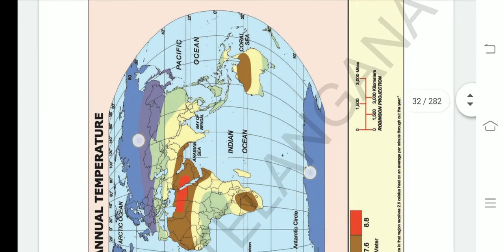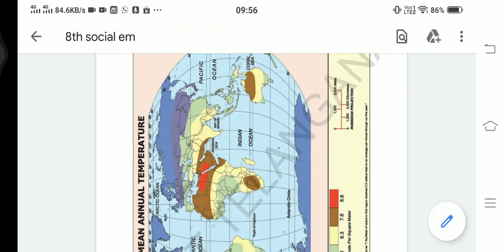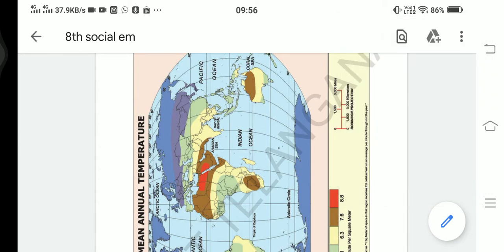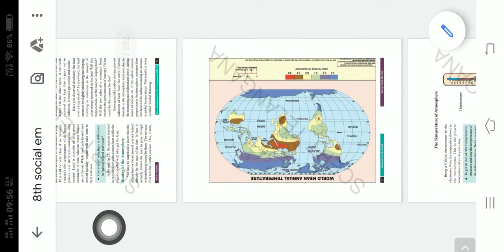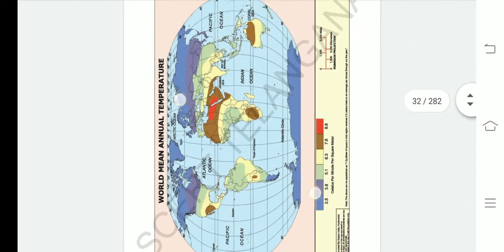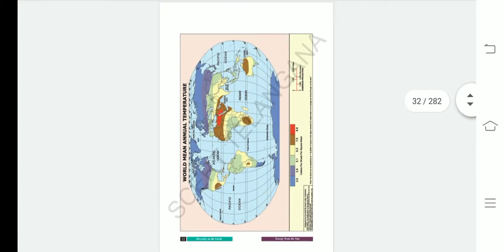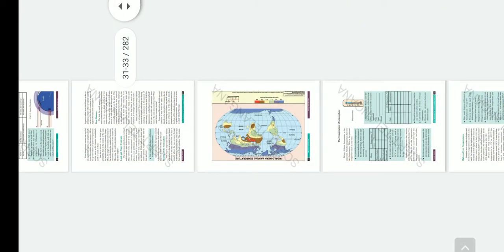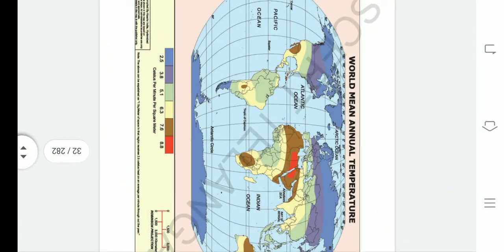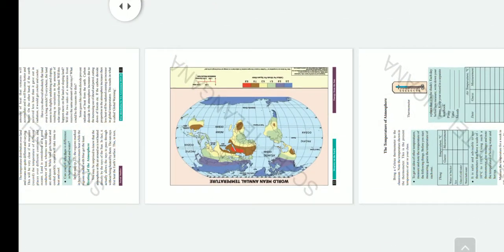I'm rotating this. Yes, it's not rotating, I think so. Just a minute. Okay, I will make it like this. One minute. Look at this, I'll just show you the map. Right, my dear students. Okay, right.